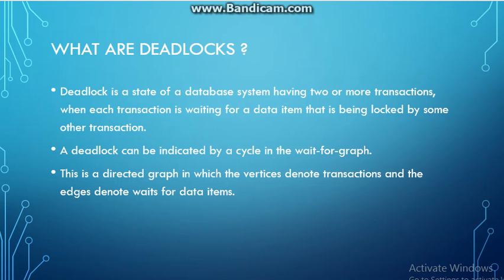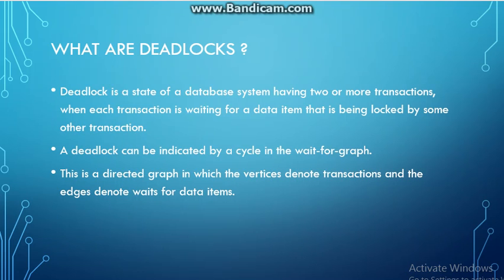A set of processes are said to be in a deadlock if they wait for happening of an event caused by others in the same set. Or, a deadlock is a state of a database system having two or more transactions, when each transaction is waiting for a data item that is being locked by some other transaction.